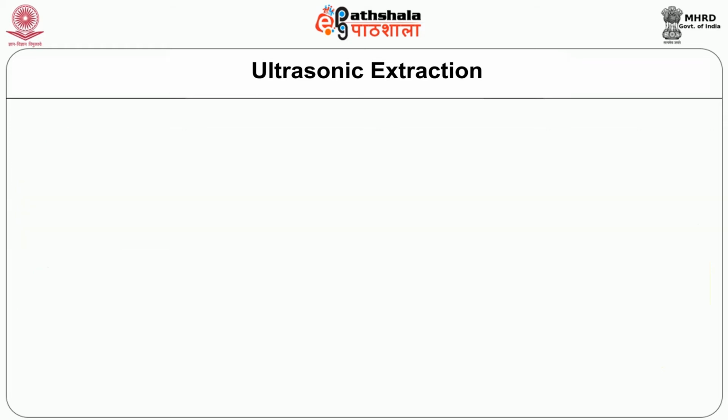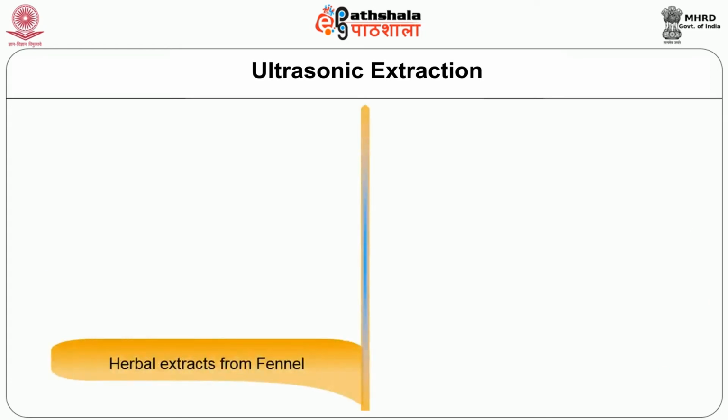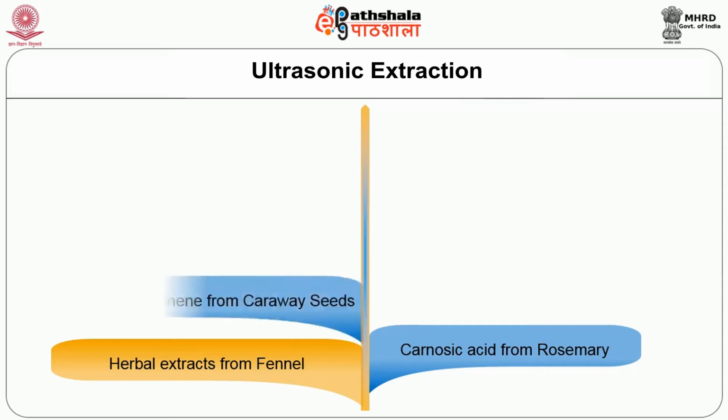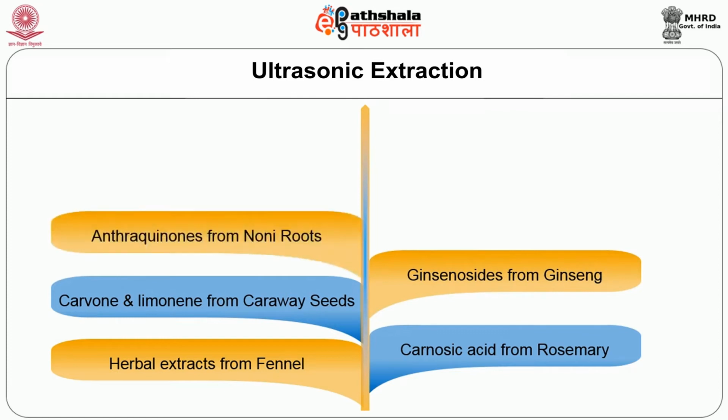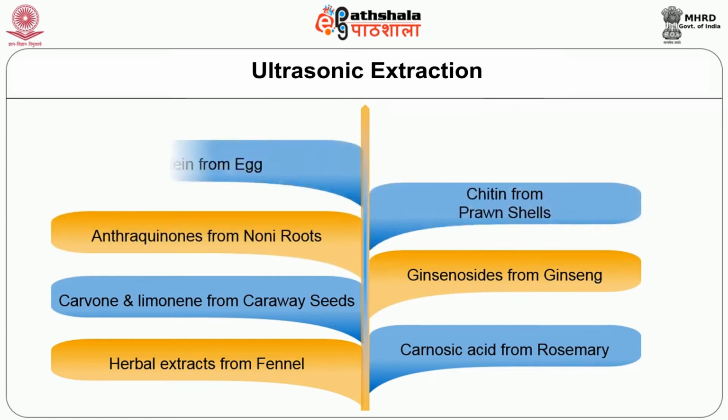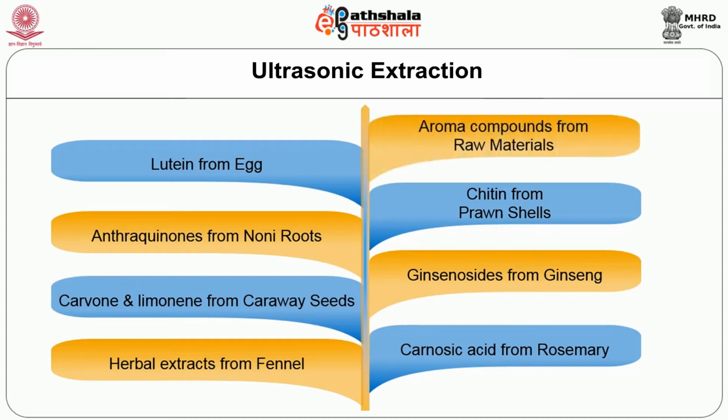Ultrasound extraction has been successfully carried out to obtain herbal extract from fennel, hops, marigold and mint, carnosic acid from rosemary, carvone and limonene from caraway seeds, ginsenosides from ginseng, and anthraquinones from noni root, chitin from prawn shells, lutein from egg, polyphenols, polysaccharides, carotenoids, anthocyanins, tartaric acid and various aroma components from different types of raw materials.